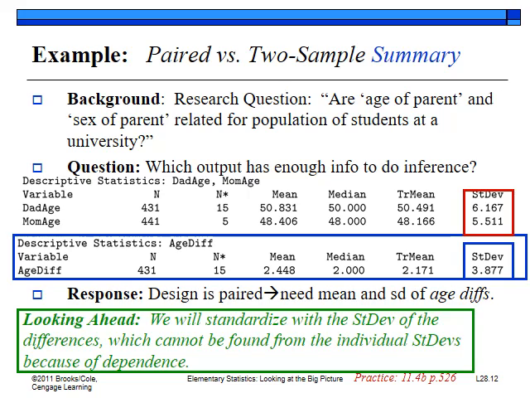Because it's a paired design, these two variables are related, so the individual standard deviations of the dads and the moms don't contain enough information for us, because those variables are dependent.